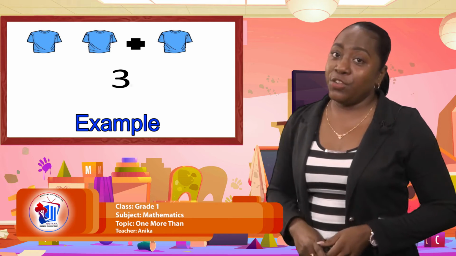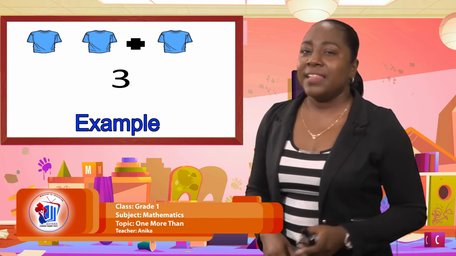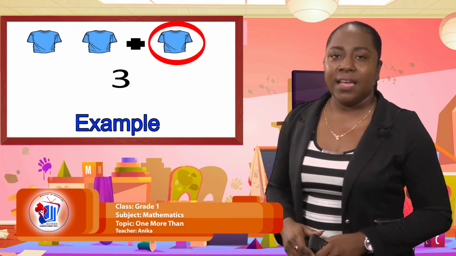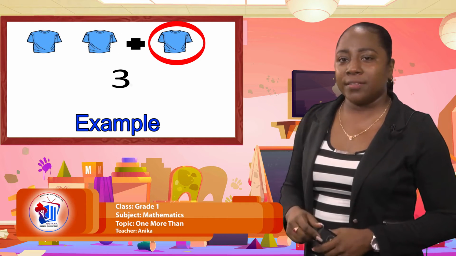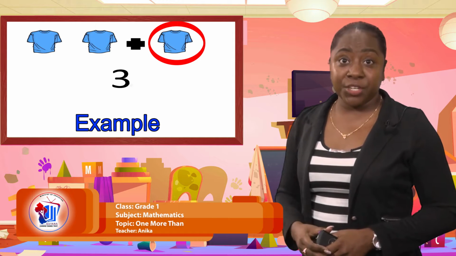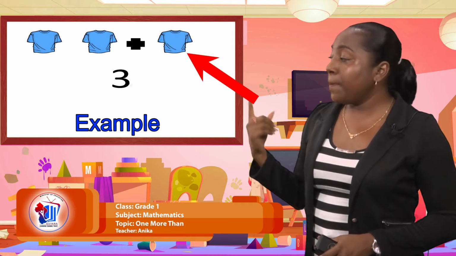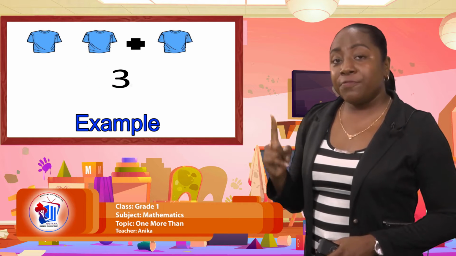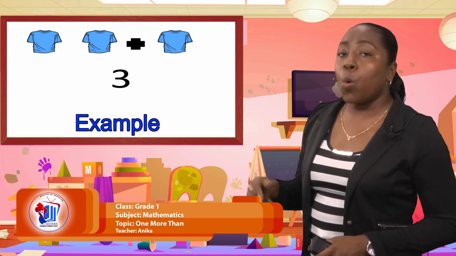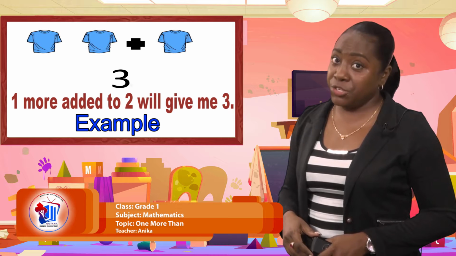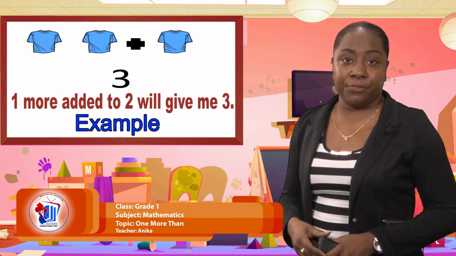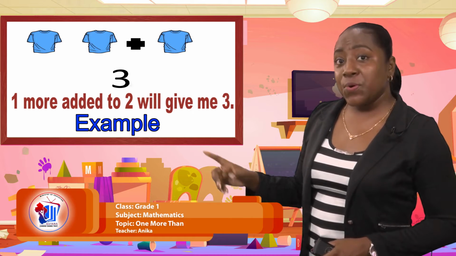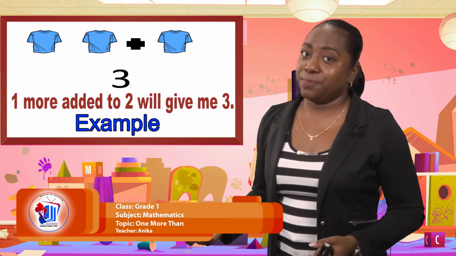On the screen, you can see some t-shirts. Let's pretend I had 2 t-shirts at first, and I wanted one more, which would be the third one. So 2 plus 1 will give me 3. So if my number is 2, 1 more than 2 would be the number 3. So 1 more added to 2 will be 3.